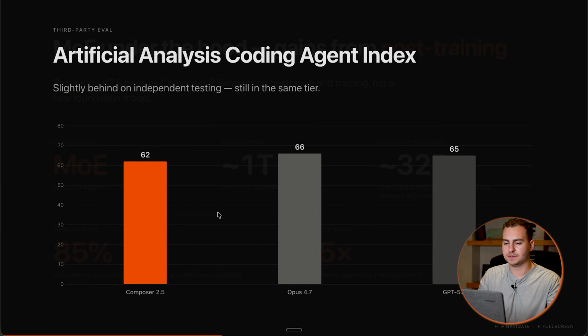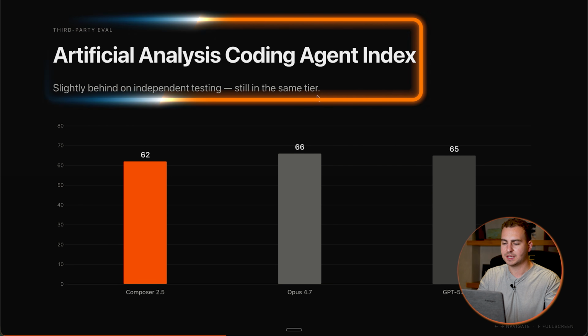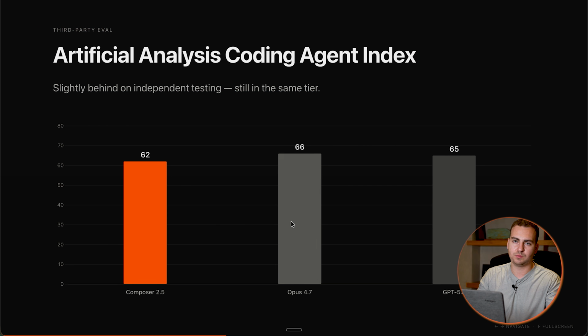I'm not going to bore you with all of the details. Okay, so let's go through a few of the benchmarks here. First, I have a third-party evaluation benchmark. This is the Artificial Analysis Coding Agent Index. You can see that it's practically tied with Opus 4.7 and GPT 5.5.